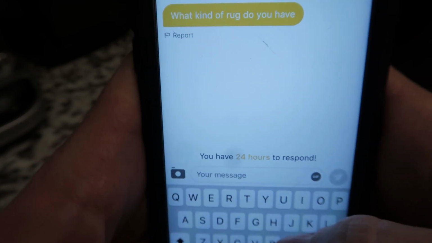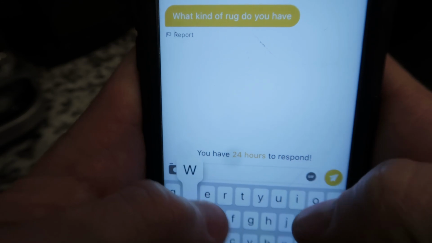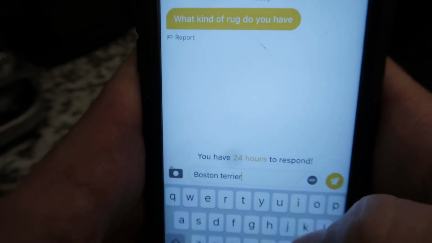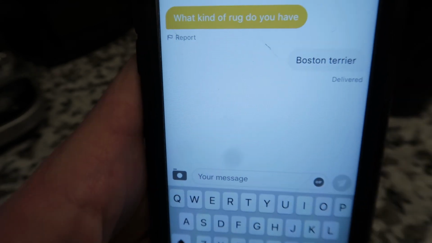This girl asked me what kind of rug I have. Boston Terrier. That's a dog.